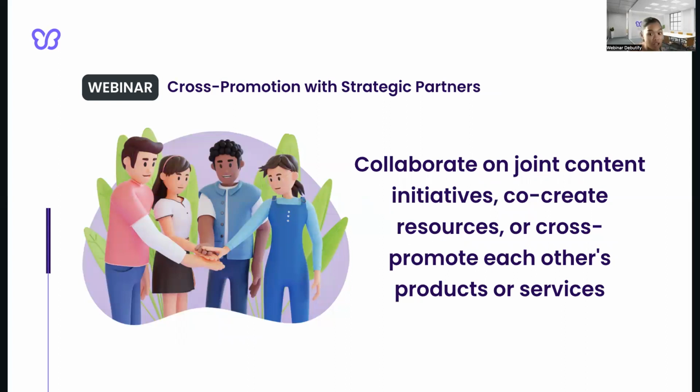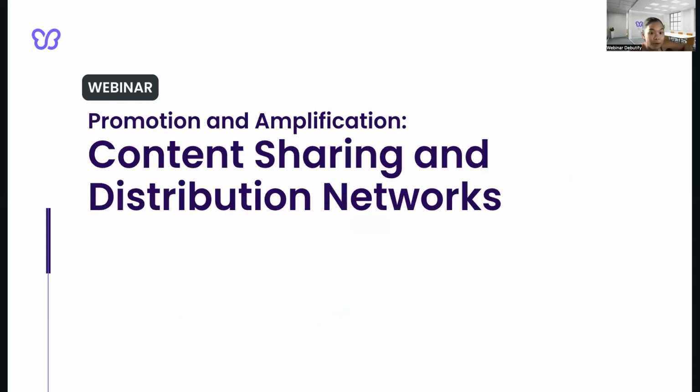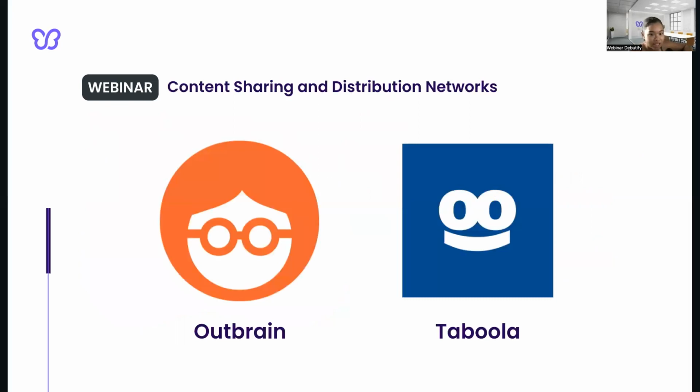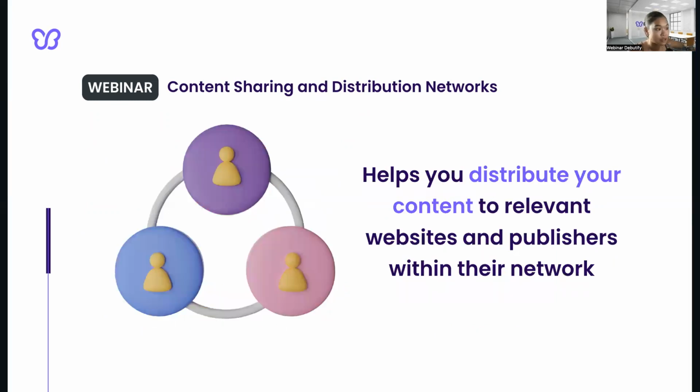By leveraging each other's audience and expertise, you can amplify the content and reach a broader customer base. For promotion and amplification, content sharing and distribution networks are also game-changing. Content sharing and distribution networks such as Outbrain or Taboola provide additional avenues to amplify your content's reach. These platforms help you distribute your content to relevant websites and publishers within their network. By tapping into their distribution channels, you can drive more traffic to your content and increase brand exposure.